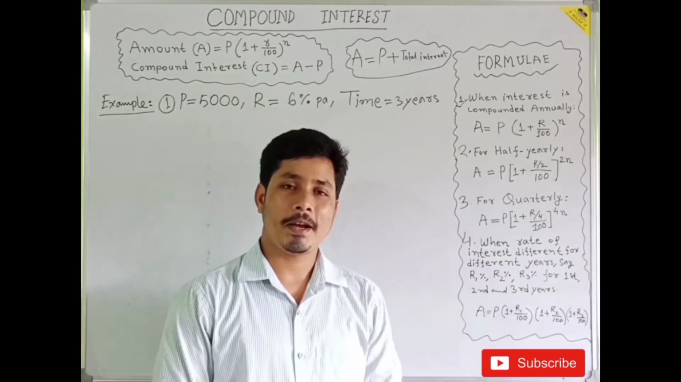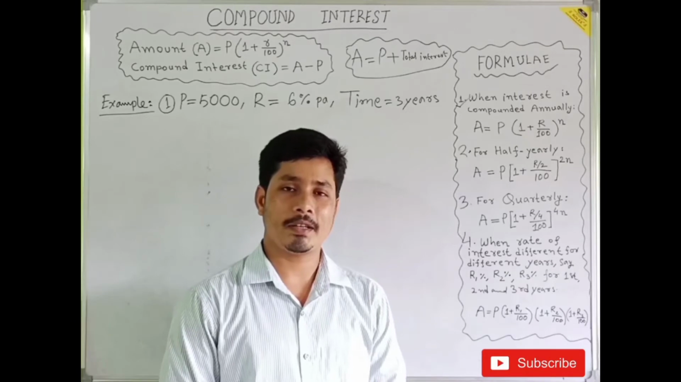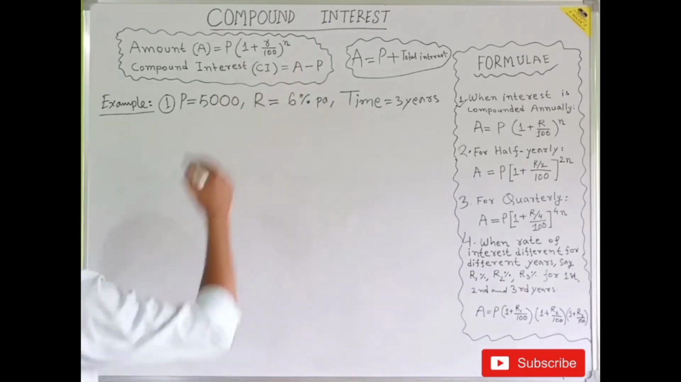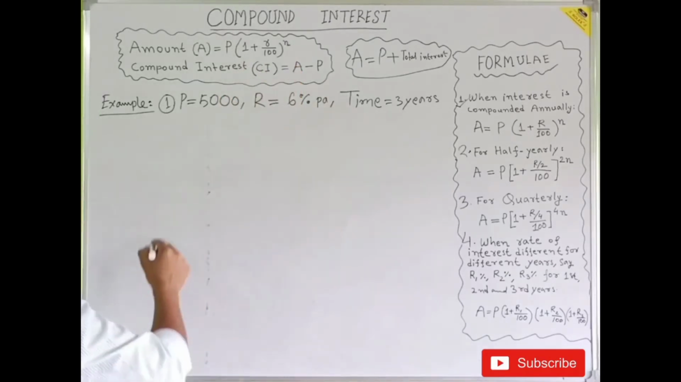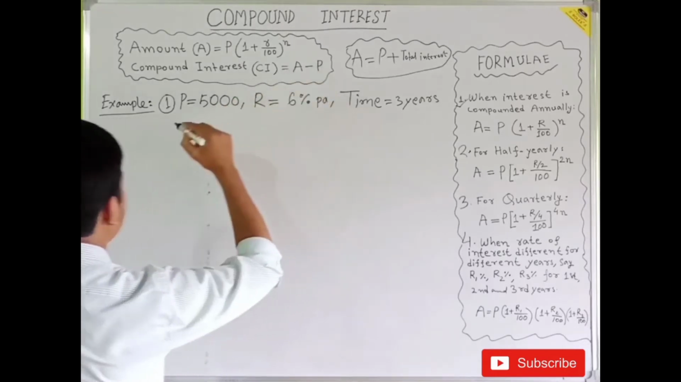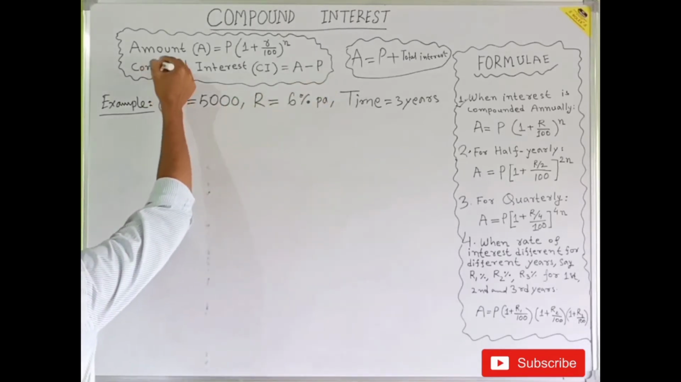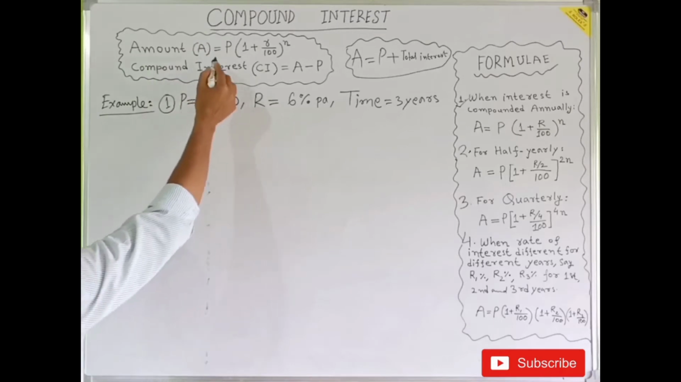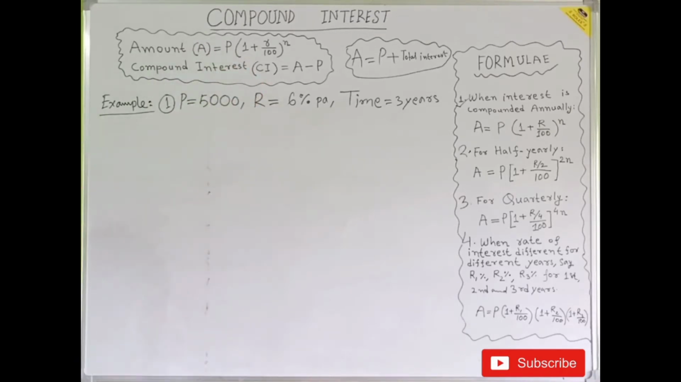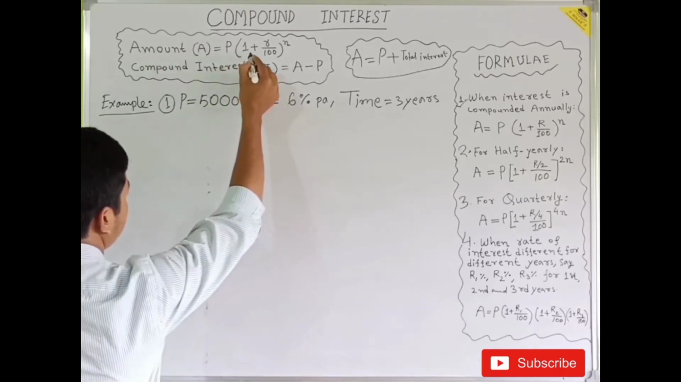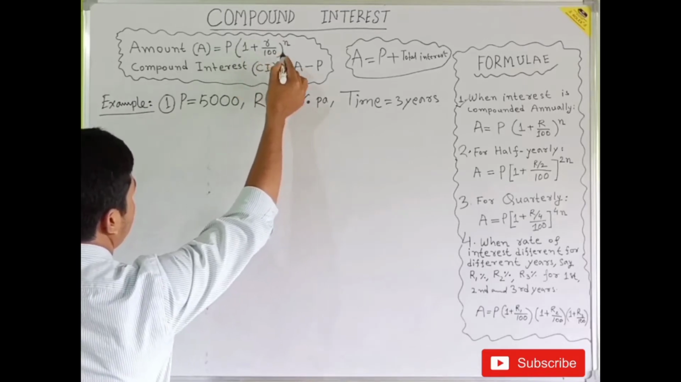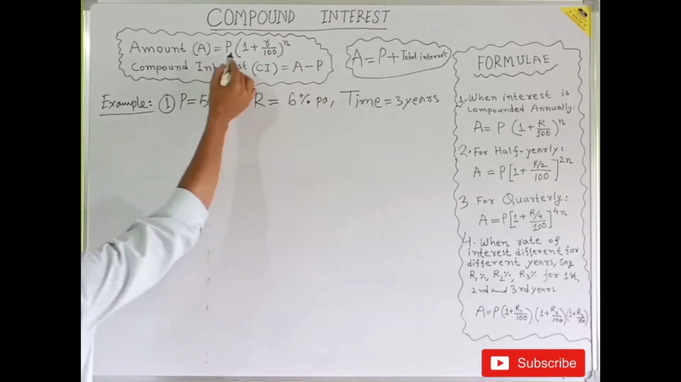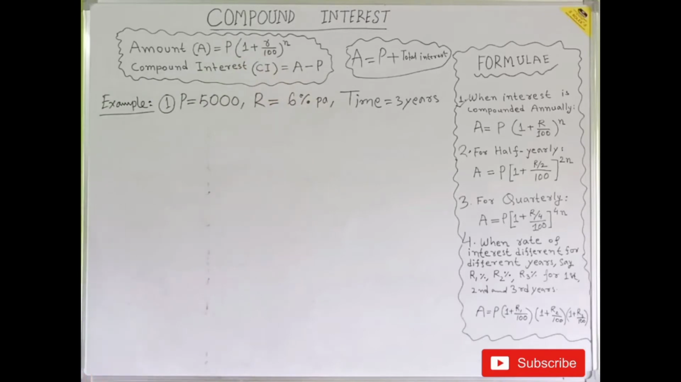In this class, I am going to explain compound interest. When we calculate compound interest, we need to follow these two main formulas. Amount is equal to principal P inside the first bracket, 1 plus R by 100, to the power N. P is for principal, R for rate of interest, N for time.